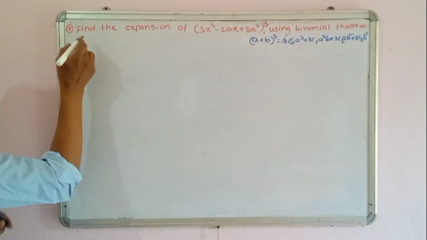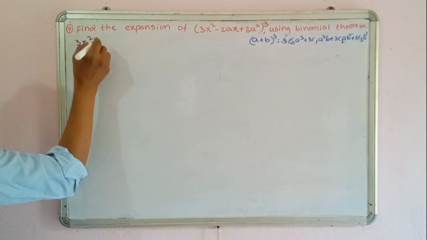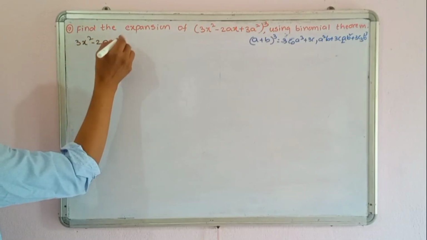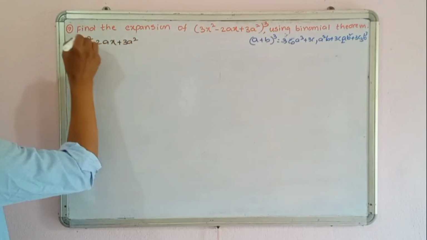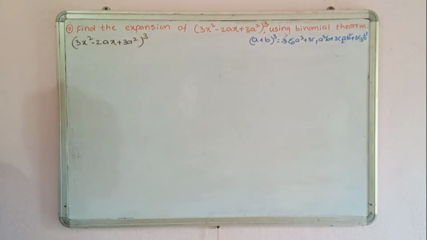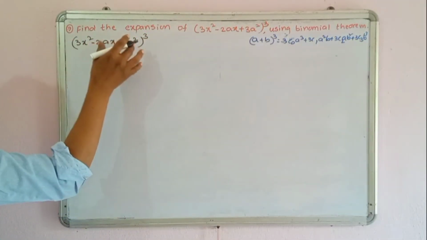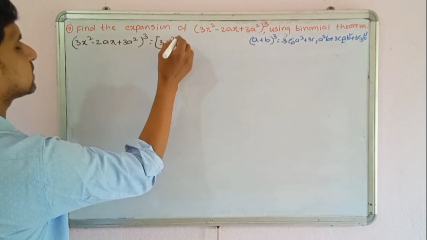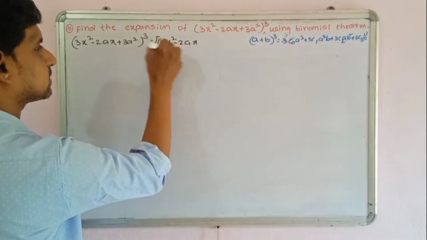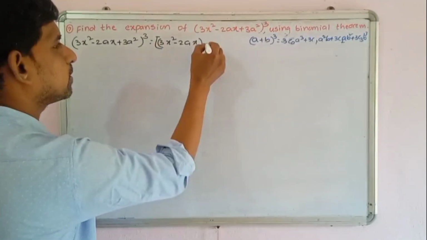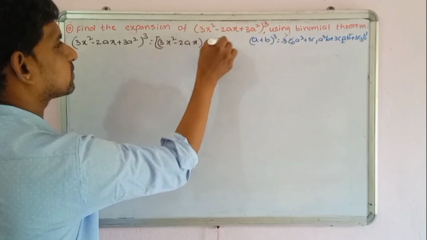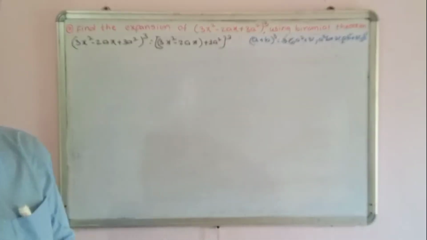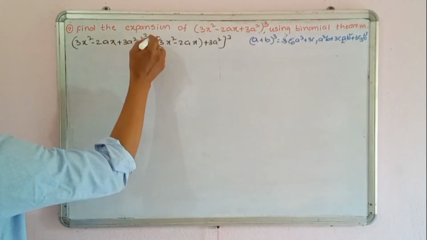Write down once (3x² − 2ax + 3a²)³. How can we form this? Keep (3x² − 2ax), the first two terms, in brackets, plus 3a². Now it is in the form (a + b)³. Yes. What is the form of (a + b)³?